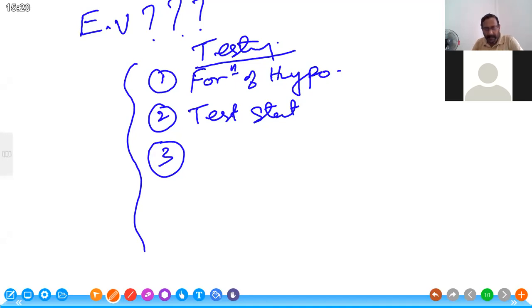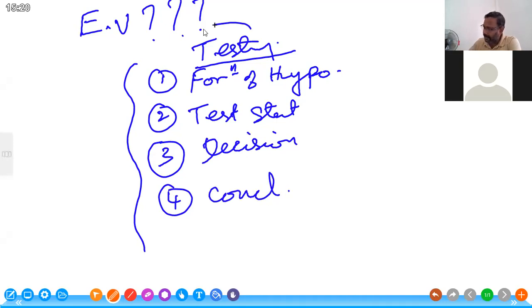Decision making is the third step, and the fourth step is conclusion. Okay, good. This is important in any test. Even in design, these four steps are there, right? When in design we are doing testing, in any design or any testing, we should definitely have these four steps.